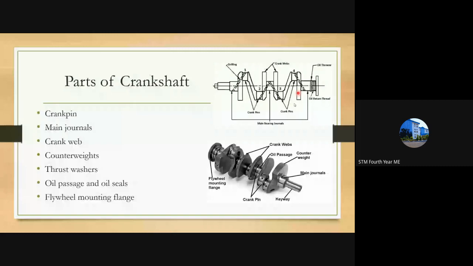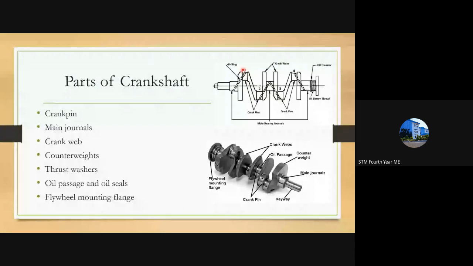Then comes thrust washers. So it's not shown here. Washers are nothing but for perfect seating and also reducing the movement of the crank. Thrust washers are provided. Then comes oil passage and oil seal. So you can see how the oil passage, there are holes here. See, there are holes in the crankshaft. So providing holes, and the holes are machined like this. If there is a crank pin here, there is a hole here, and on the crank pin we will be connecting the bearing and the connecting rod big end.